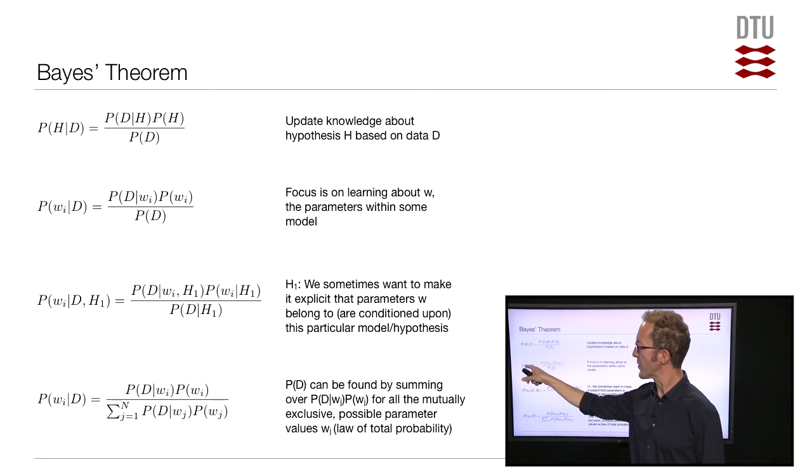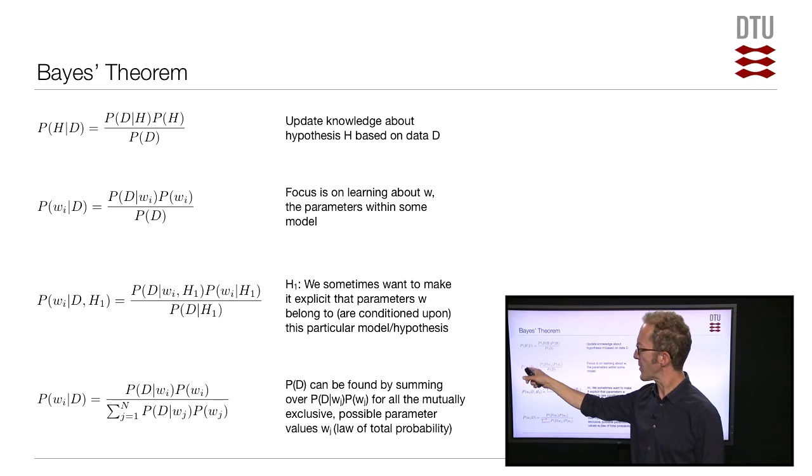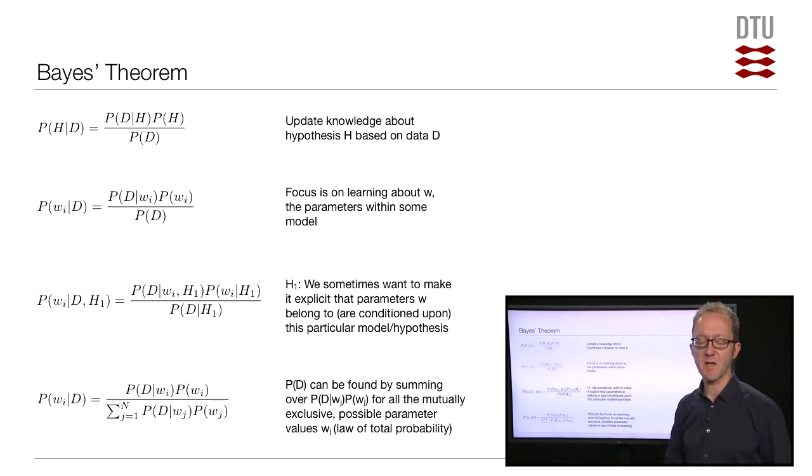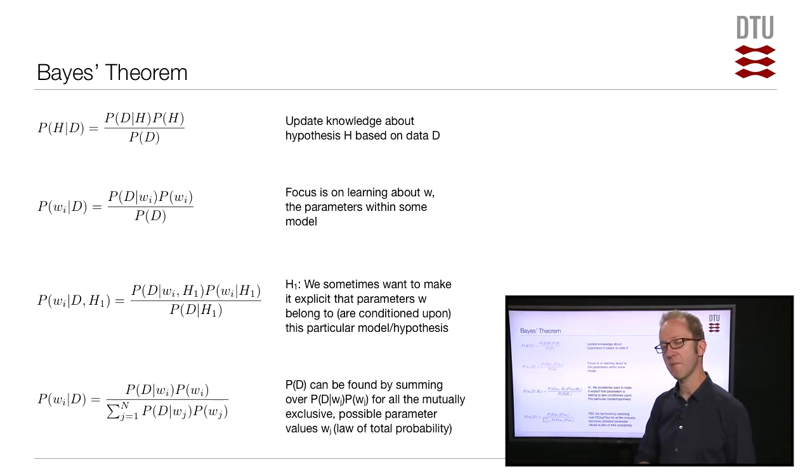The probability of Wi given D. In this case, the focus is on learning about the W, different possible parameters within some model. It could be, for instance, branch lengths or nucleotide frequencies or whatever. And the subscript i tells us that there are many, in this case discrete, possible values of the parameters. For any given set of parameter values, the posterior probability of that particular set of parameter values can be found like this. We will then get a posterior probability distribution over possible parameter values using this formula.